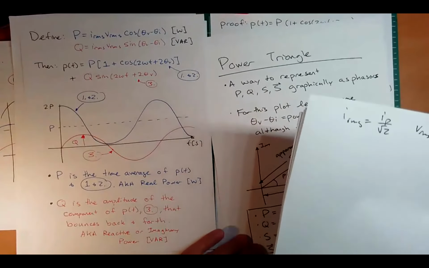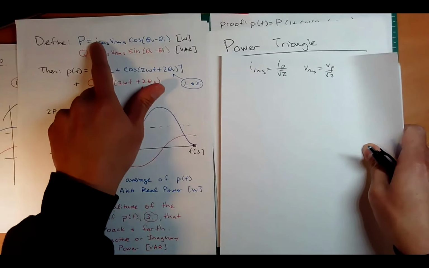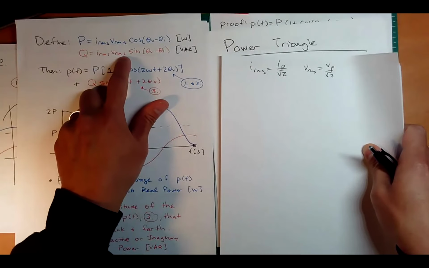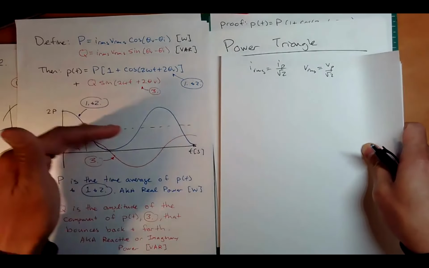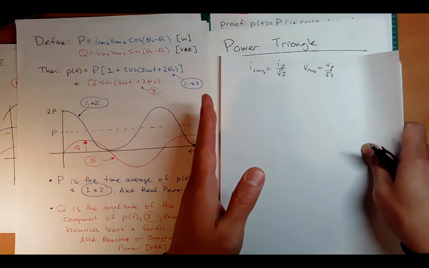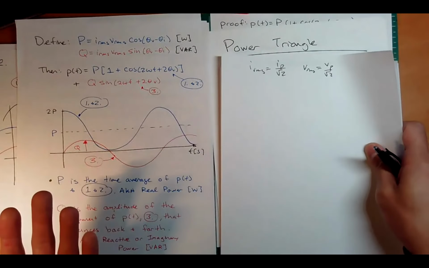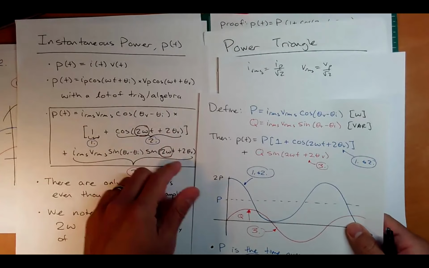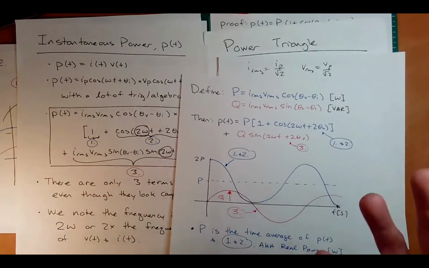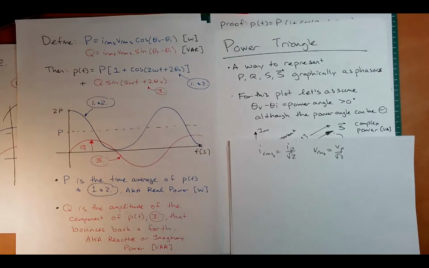So if we look at the definition of P and we look at the definition of Q, notice we have the same IRMS, VRMS, but we have a cosine and a sine. That's really nice because it looks like the x and y axis of a right triangle. Some mathematicians and scientists realized this and went, well, instead of having to write out this, which seems cumbersome, can we visualize it? And can we use our phasor math again? And the answer is yes.